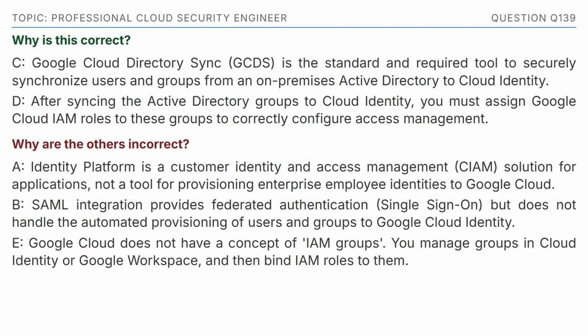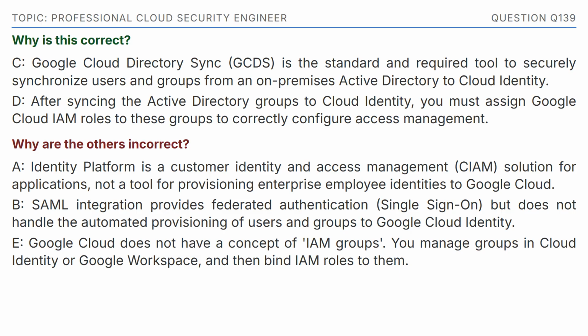Google Cloud Directory Sync (GCDS) is the standard and required tool to securely synchronize users and groups from an on-premises Active Directory to Cloud Identity. D. After syncing the Active Directory groups to Cloud Identity, you must assign Google Cloud IAM roles to these groups to correctly configure access management. Why are the others incorrect?